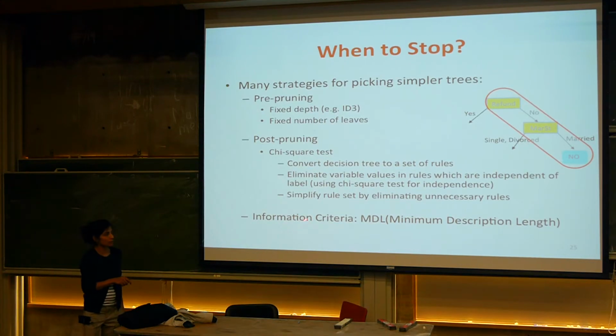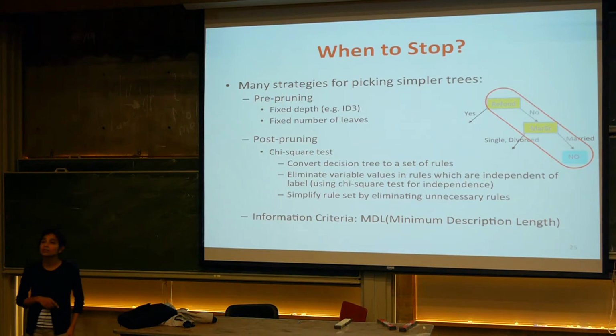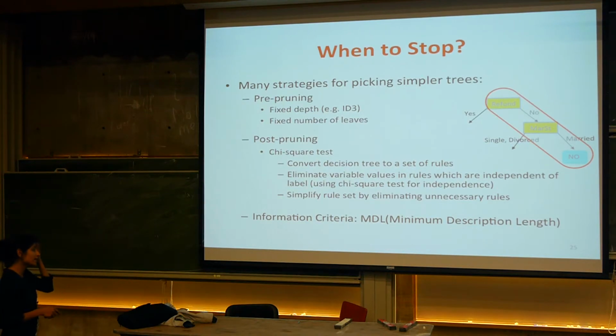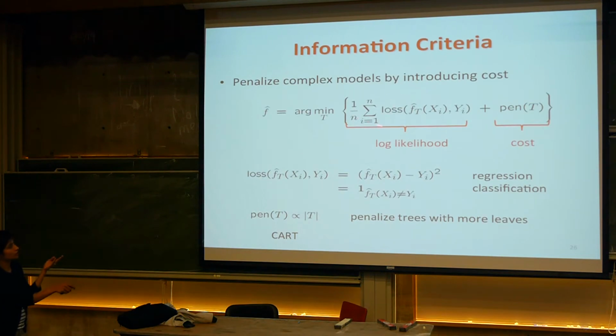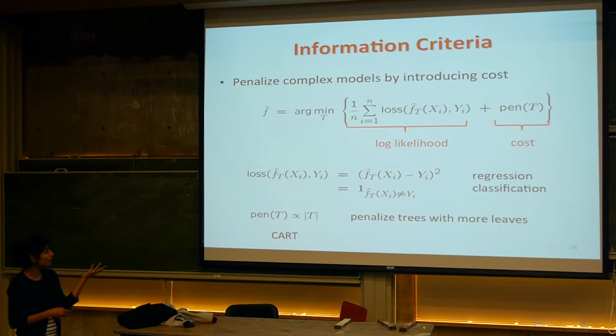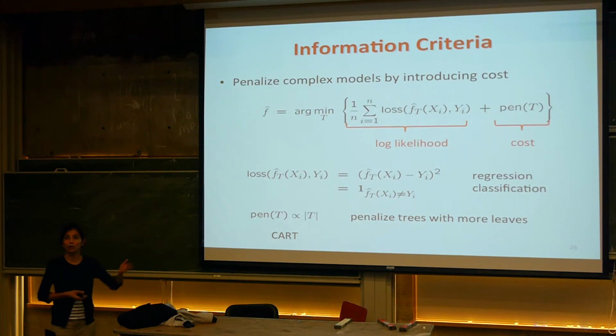So there's also something called information criteria, or the minimum description length, that's used to prune trees. Essentially the idea is that you have a term for whatever loss you're optimizing. The loss could be least squares loss if you are doing regression, or the 0-1 loss for classification. So you have your favorite loss, and you add a penalty for each tree, which could be just proportional to the number of leaves. And CART actually does that, and it optimizes this joint objective. Again, we won't go into this in class.